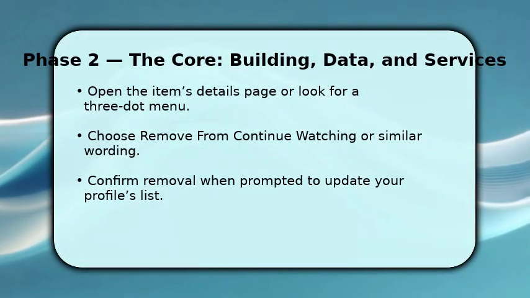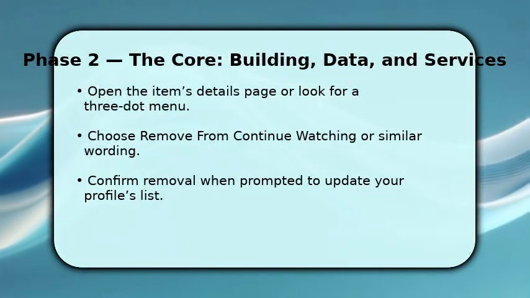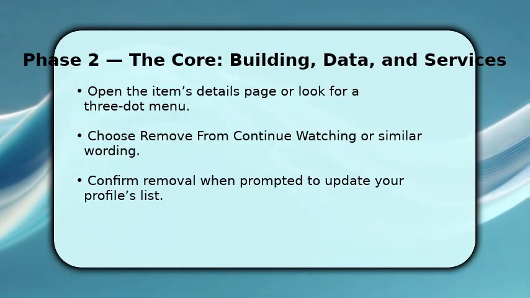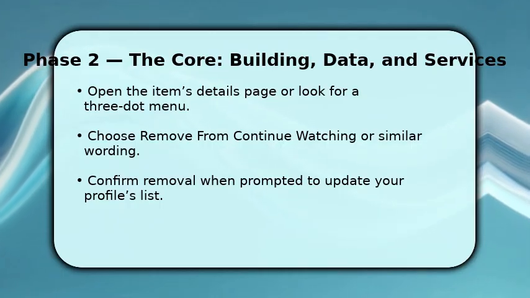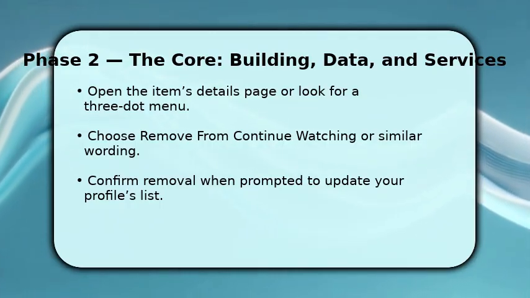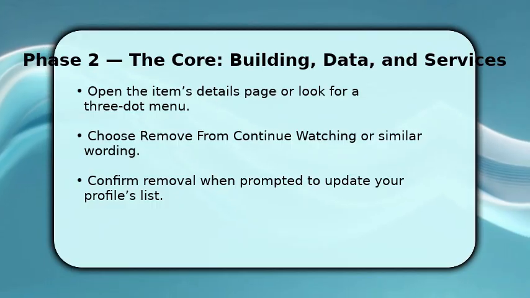Once the item's controls are visible, press Enter to open details or select the three-dot menu. Different TVs label it differently. In the Details panel, scan for Remove from Continue Watching or the icon that clears progress.